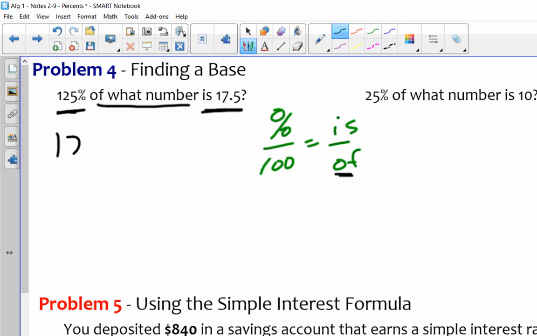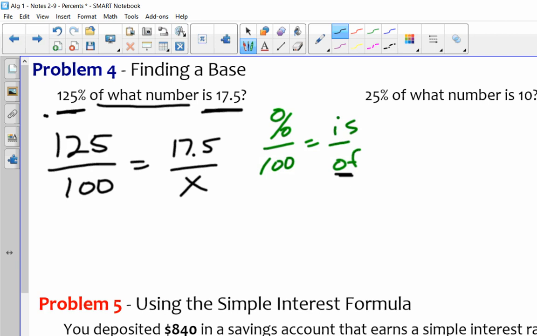So we're going to plug in the things that we have. I have 125%. I have an is number, which is 17.5, and I have an of number, and I'll just call it x. You can put of there, it's no big deal. Now let me stop for a second and explain something, using some common sense. 125% of what number is 17.5? Well, 125% is more than 100. So the number that they're giving me is probably going to be bigger than the number I find.